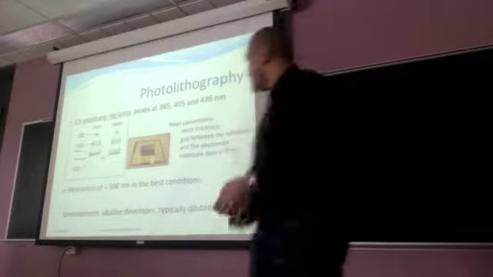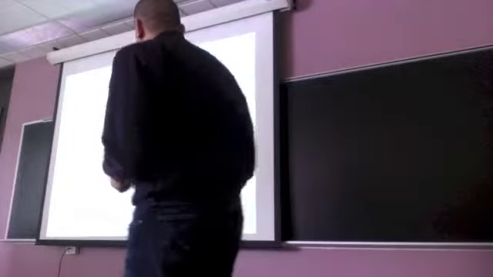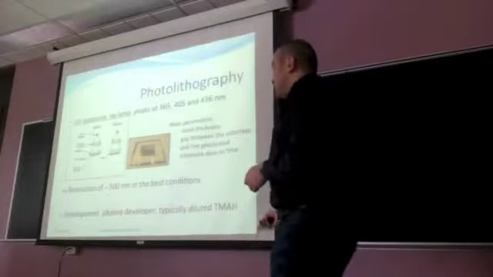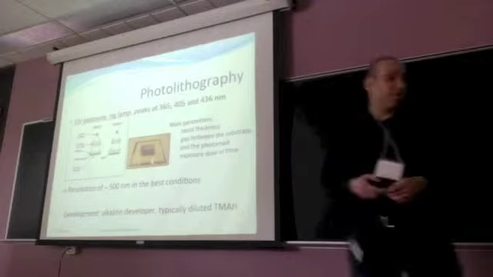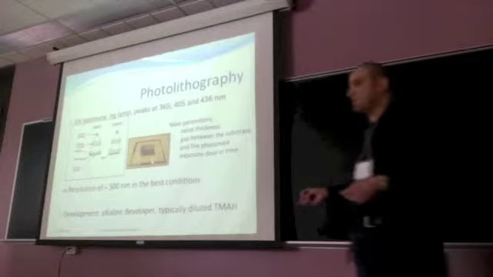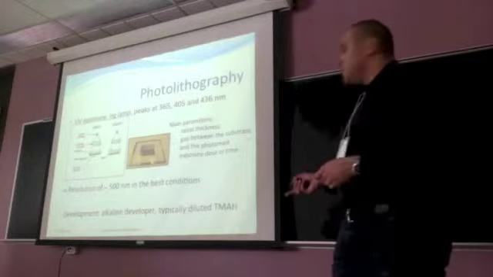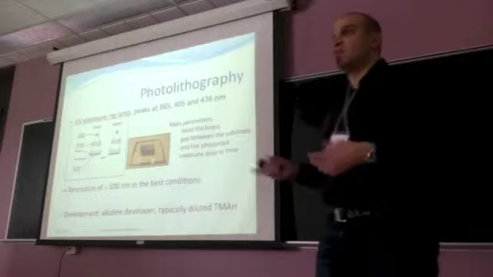The last and third step of photolithography is development. So we use an alkaline developer, which is typically a diluted TMAH. TMAH is tetramethyl ammonium hydroxide.